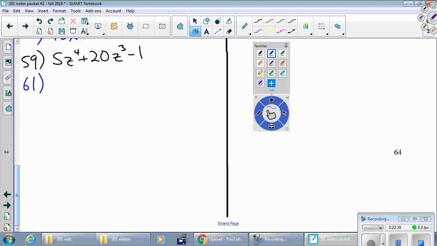61. X to the 3rd plus 3 to the x, so plus sign separating our 2 independent derivatives. 3x squared, easy there. 3 to the x is not the power rule. This is the a to the x rule. 3 to the x times ln of a, ln of 3 in this case.